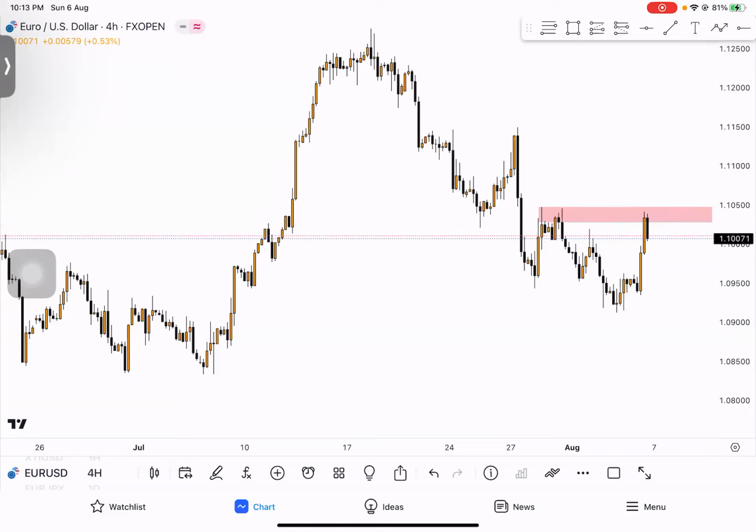You consider a change of character after the structure is broken, with wick or body. Here it has been broken with the body. You mark the level on the wick, so the level is weak, but it has to be broken with the body.